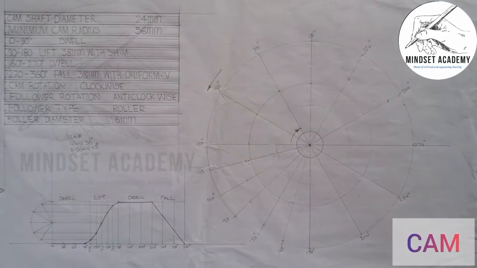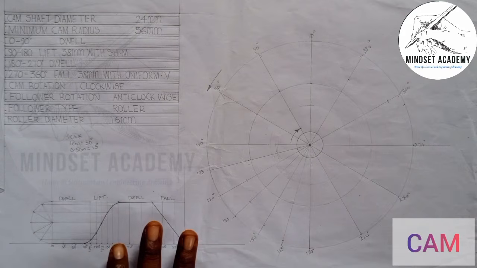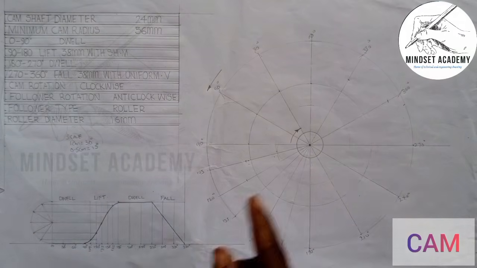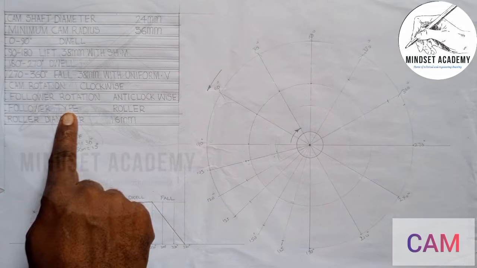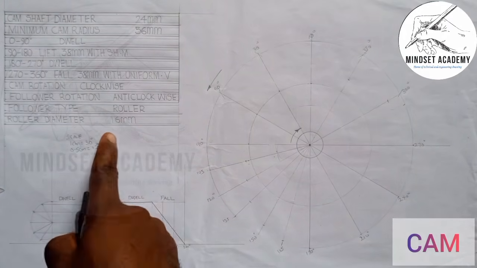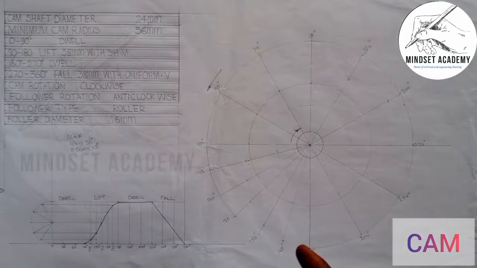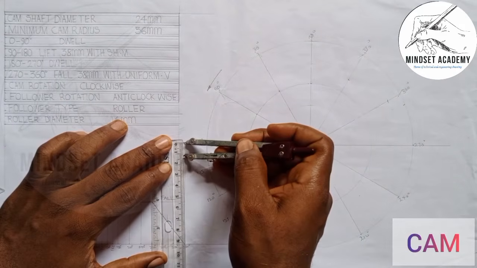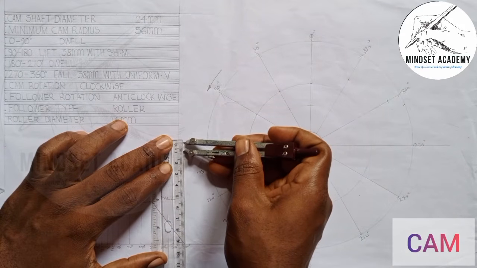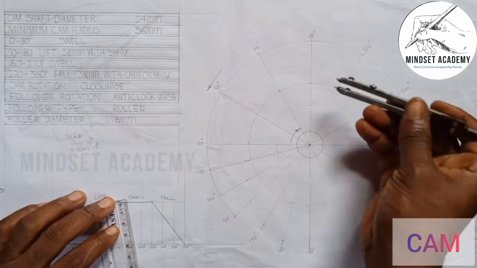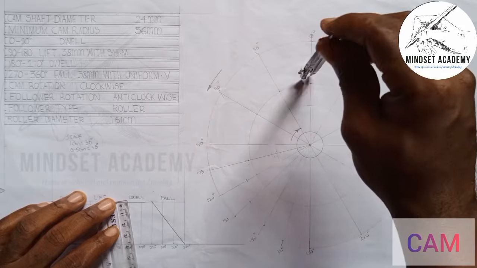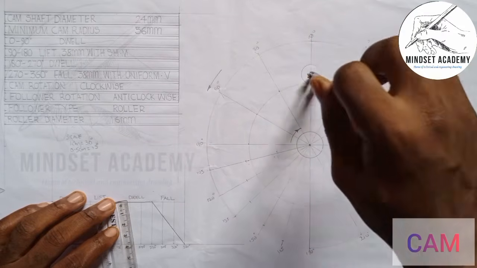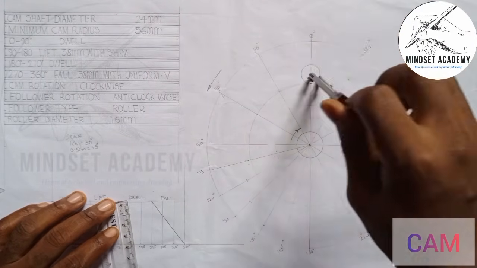Now we're told it is roller. We will not continue just like the previous video. If it was knife edge, we'll just join the lines together with your French curve. But we are told that the follower type is roller, and the diameter is given as 16 millimeter. So I'll measure half of it, which is 8, 0 to 8, which is here, right? And I'll place it at this point. I'll mark here, and I'll come here. I'm going to draw a circle here, right?